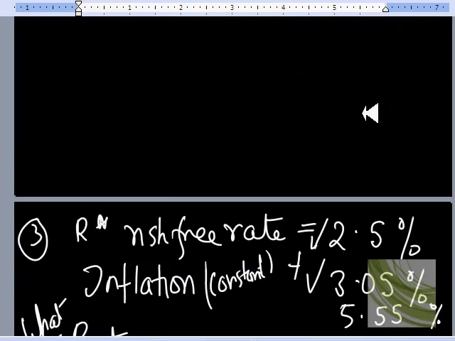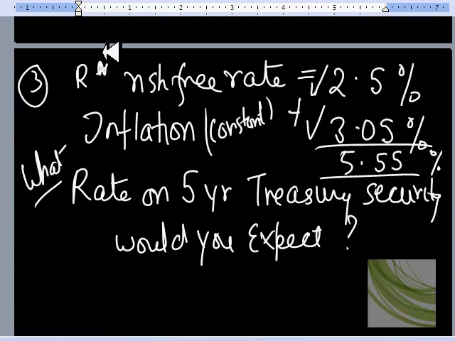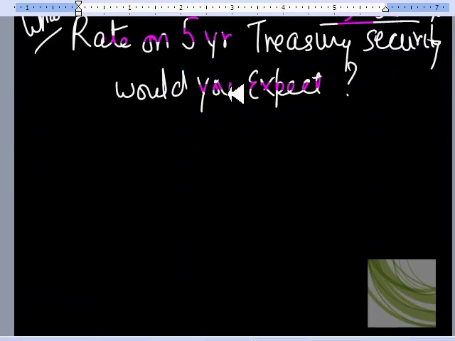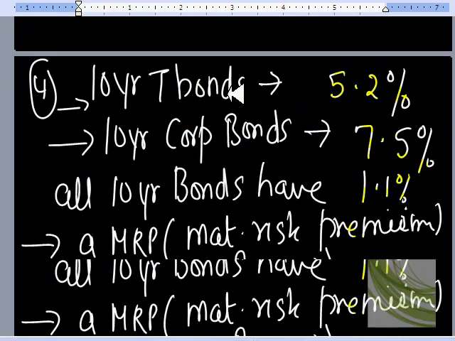So let's go over another problem. Let us say your risk-free rate is 2.5%, and your inflation is a constant 3.05%. So what rate on a 5-year Treasury would you expect? On a 5-year Treasury, you would expect this plus this. So it's simple. You need to earn at least 5.5% for you to be happy, saying that my risk-free rate plus the inflation is covered. Okay. So let me do the next one.